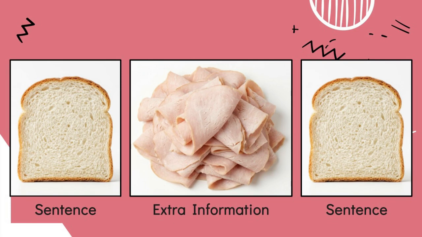You have your top bread, your bottom bread, and then something in the middle. The bread is your main sentence. The middle part is extra information. When we put extra information inside a sentence, that's what we call an embedded clause. It's like building a better and more interesting sentence sandwich.